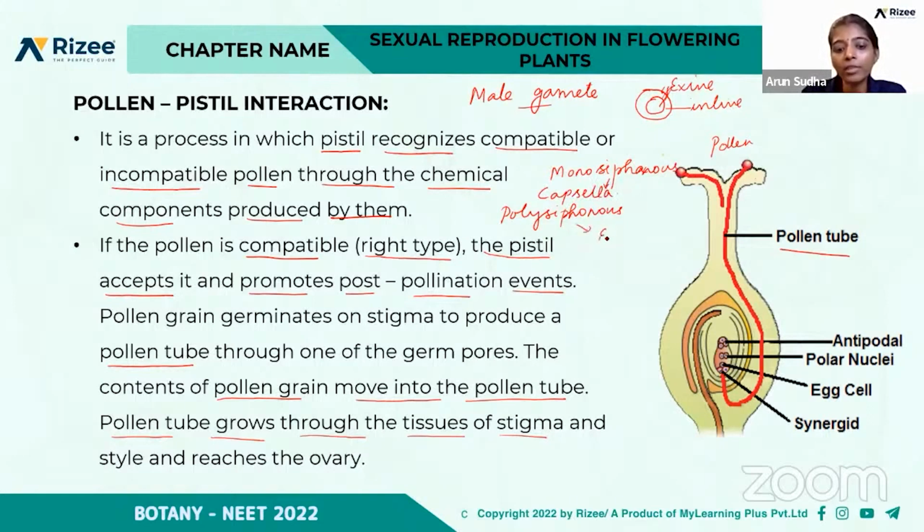And for polysiphonous, the examples are Malvaceae and Cucurbitaceae. So if only one pollen tube emerges, the condition is monosiphonous, and polysiphonous examples are Malvaceae and Cucurbitaceae. Okay, so based on the number of pollen tubes that are formed, it is called monosiphonous or polysiphonous. So, clear?